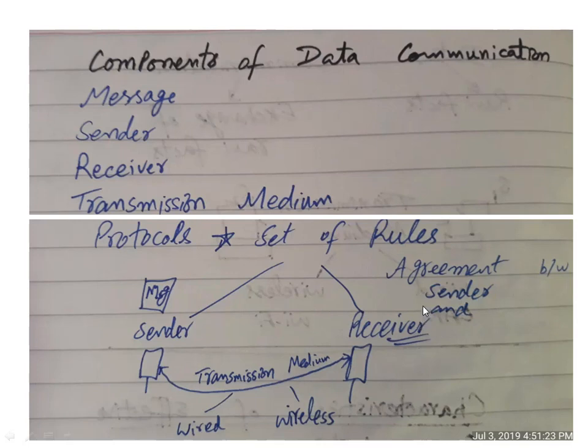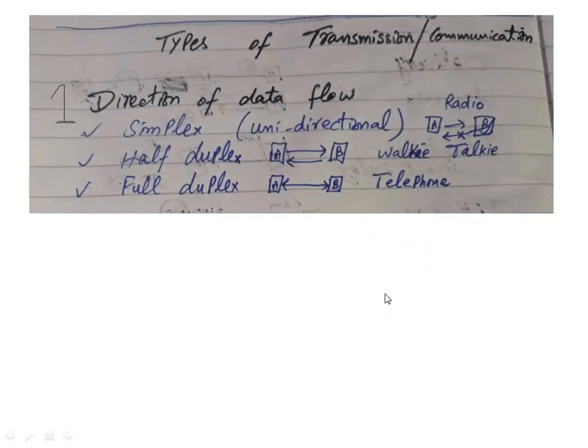Next we will talk about types of transmission or communication. The first one is direction of data flow. On the basis of direction of data flow, there are three types of transmission. One is simplex, the second is half duplex, and the third is full duplex. We will talk about simplex.